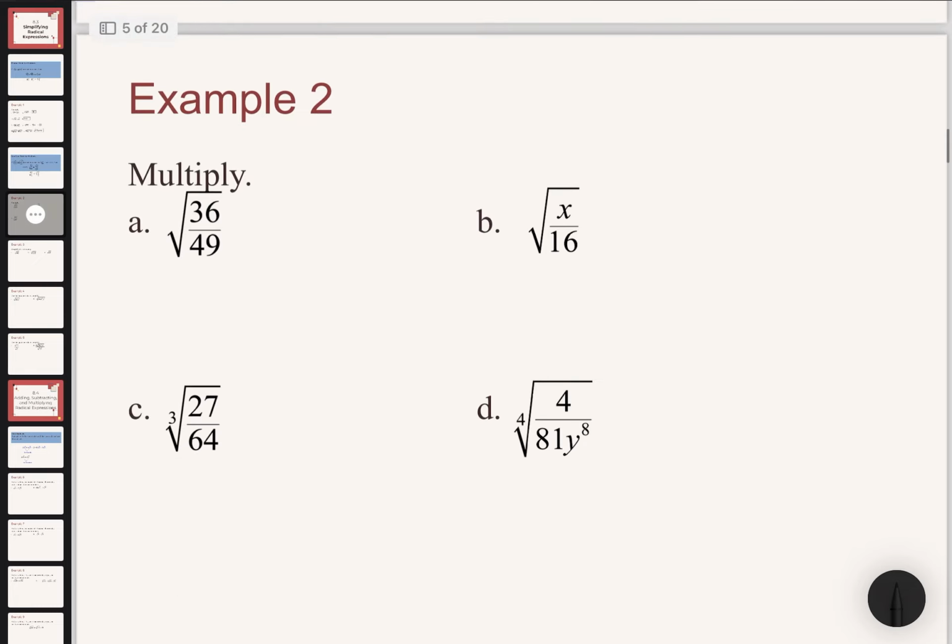All right, 4 examples for this one. So here I'm going to separate this. Again, you guys actually have done some problems like this. This is just the official rule. Rad 36 over rad 49. Well, rad 36 is just 6. Rad 49, that's just 7. That's your answer over there.